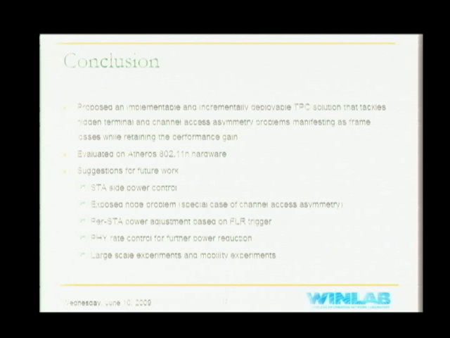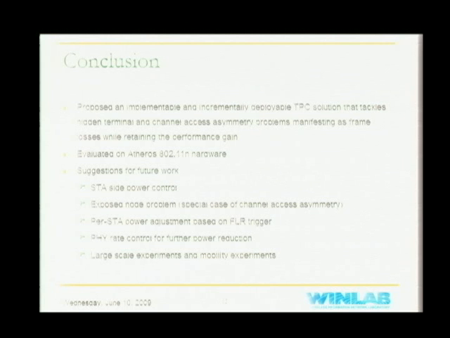Again, the pure exposed node problem, which is a special case of channel access asymmetry, cannot be identified by our algorithm. Symphony uses ETT to do that, but it's a very tricky metric to compute. So we need to investigate mechanisms to identify exposed node problems.